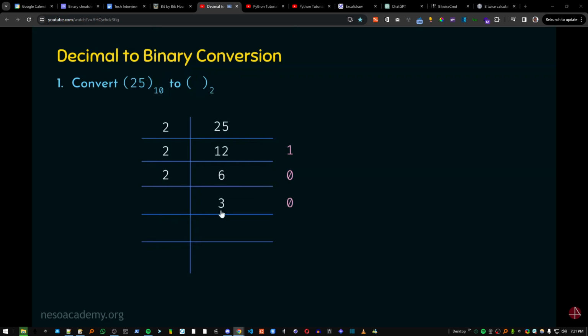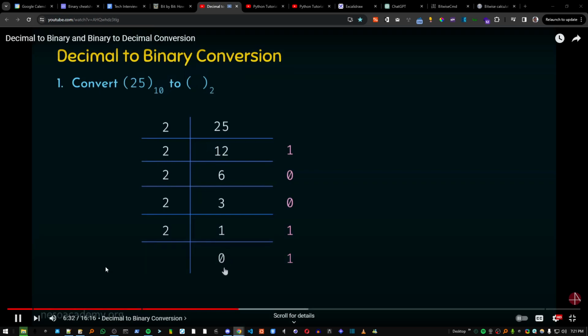Then we need to divide this number 3 by 2. We will get 1 as the quotient and 1 as the remainder. After this, we need to divide this number 1 by 2. We will get 0 as the quotient and 1 as the remainder. Now we need to stop here. As soon as we get 0 as a quotient, we need to stop.